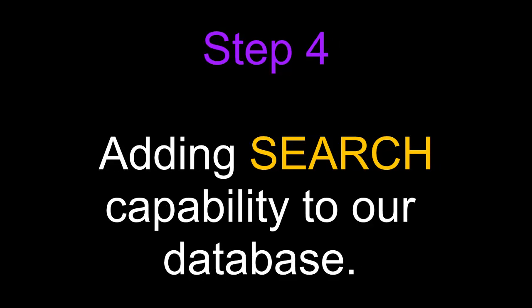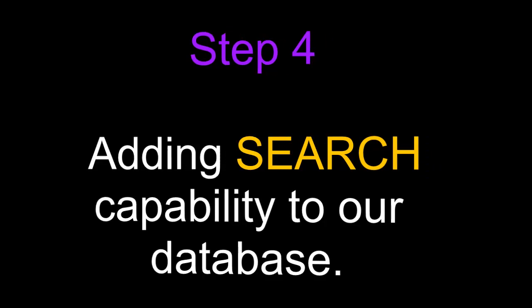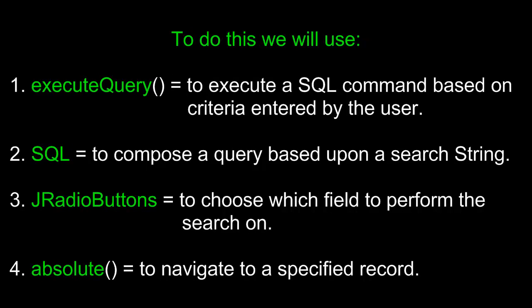Step 4. Adding search capability to our database. To do this, we will use executeQuery to execute a SQL command based on criteria entered by the user, SQL to compose a query based upon a search string, JRadioButtons to choose which field to perform the search on, and absolute to navigate to a specified record.